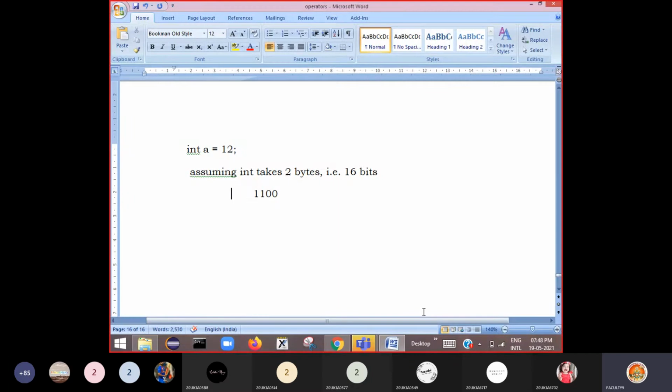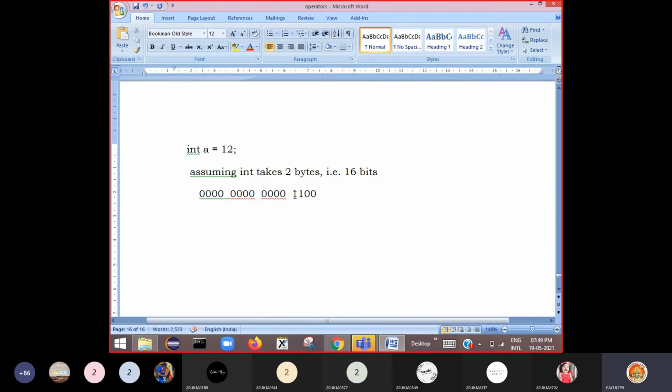Okay, now the 16 bits. When you convert 12 into binary form, we get 1100. So 4 bits we got, and the remaining 12 bits will be assumed as zeros, like this: 4 zeros here, 4 zeros again, then 4 zeros again. This is the internal representation. So 12 will internally be represented in 16 bits like this.